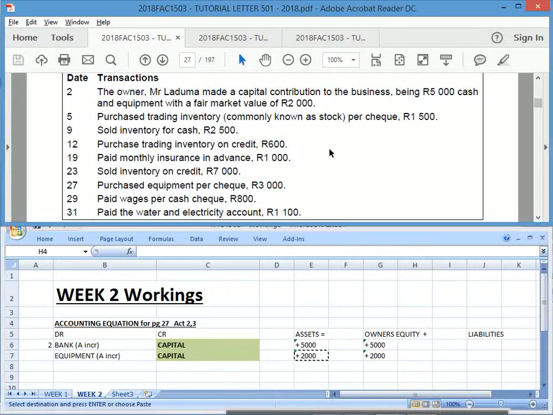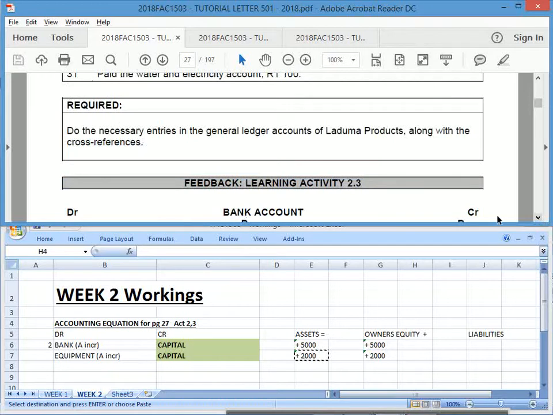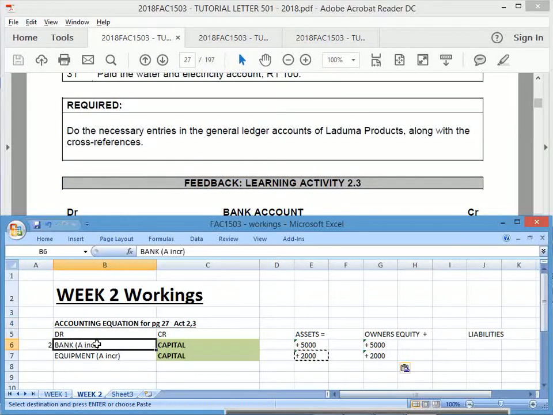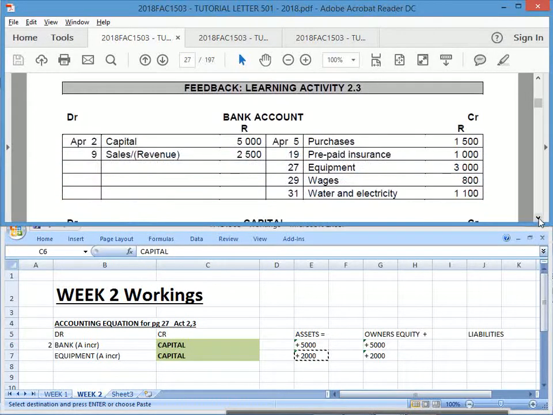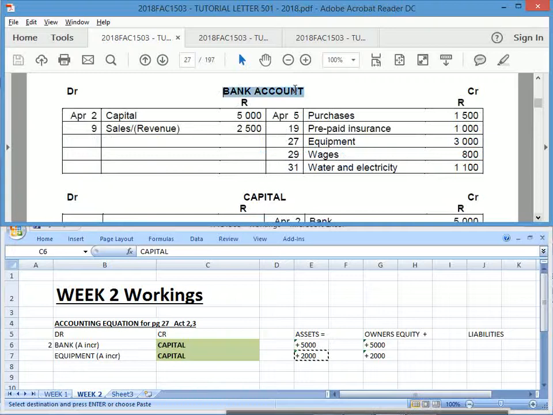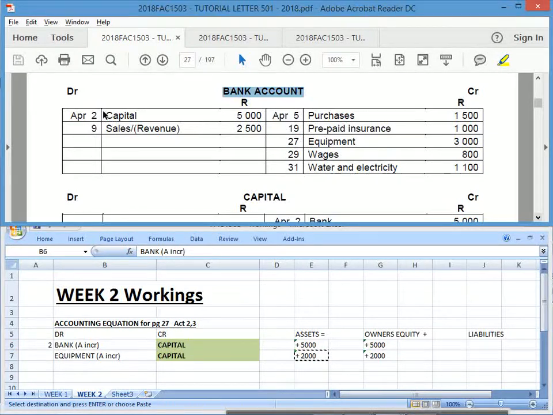I'm just doing it for this one because this one has T accounts. The same thing applies. What did I do here? I debited the bank and I credited the capital. So if I look at the T account, in bank, what did I say I was going to do to bank? Debit the bank. That's what I said. So there, bank, debits. You're debiting the bank.